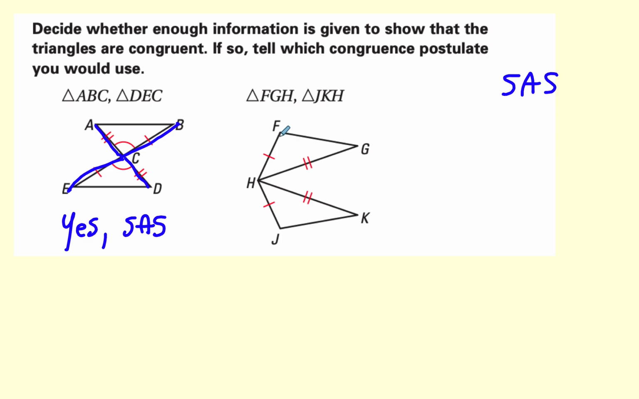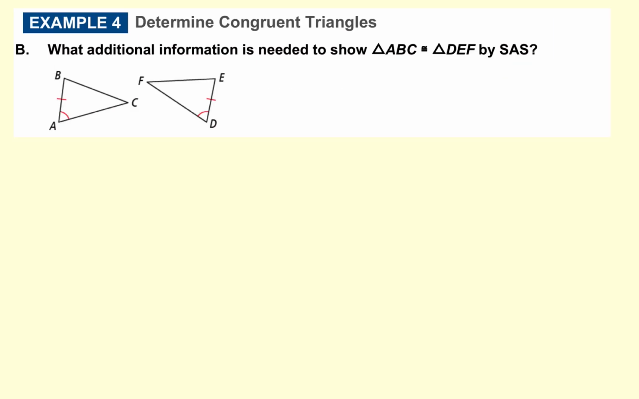Okay, over here we have 2 pairs of sides, and so we have the pair of sides, and we have another pair of sides here. And unfortunately, we do not have enough information. The answer is no, because we're missing an angle. We don't know that this angle here and this angle here are congruent. There's no tick mark there to indicate that it's happening.